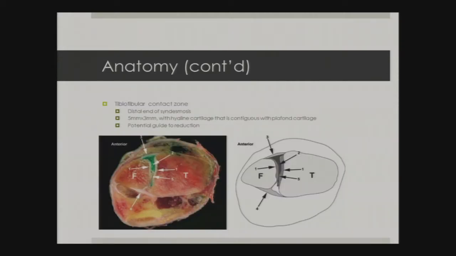So continuing on with this anatomy, there's a zone that's termed the tibiofibular contact zone that's at the distal end of the syndesmosis. It measures on average around 3 to 5 millimeters. It's covered in hyaline cartilage and is continuous with the plafond of the tibia. In the literature that I looked at, they mentioned it as a potential guide to reduction. I don't know how feasible that is because it's so small and it's not always visualized.